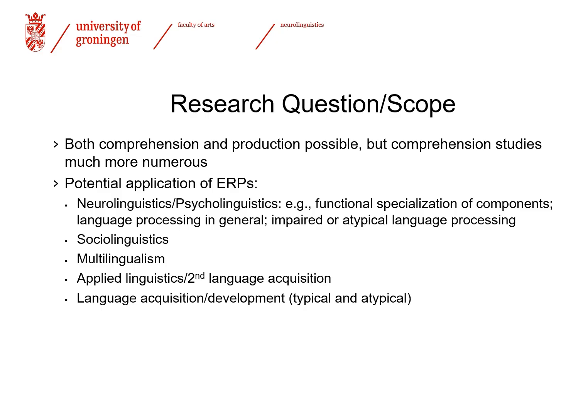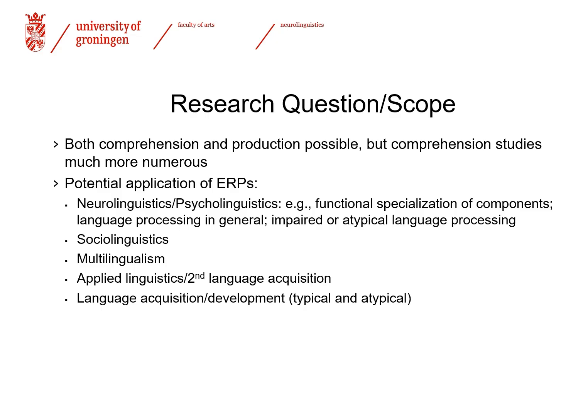We can look into semantics processing, pragmatics, phonology, any level of linguistic processing, essentially. In addition to typical processing, we can also look into language processing in impaired or atypical populations. Then we can also apply ERPs in sociolinguistics research. For example, how we perceive foreign accent in our native language, depending on whether we know that somebody is a migrant or not, or a second or a heritage speaker or something like that. It's not really my field, so I'm coming up with examples on the fly.